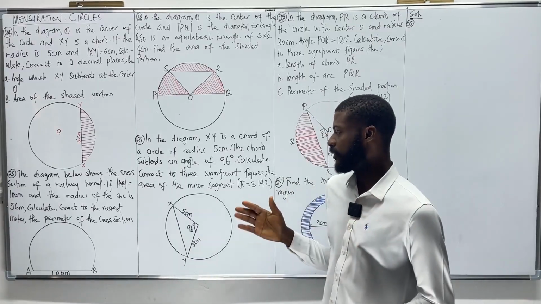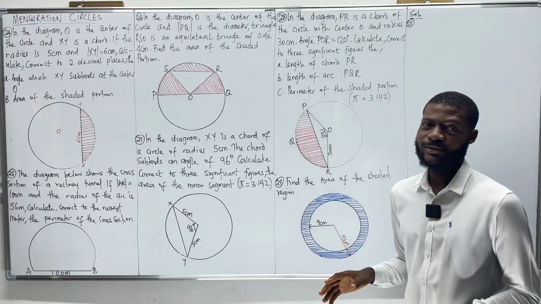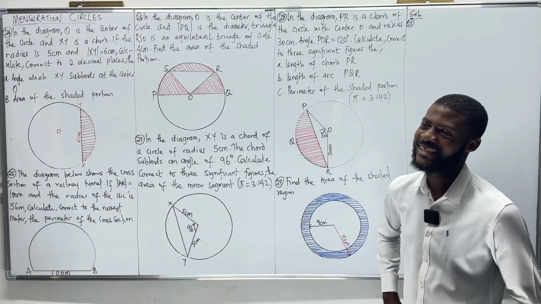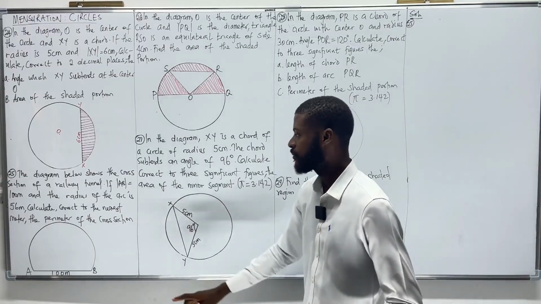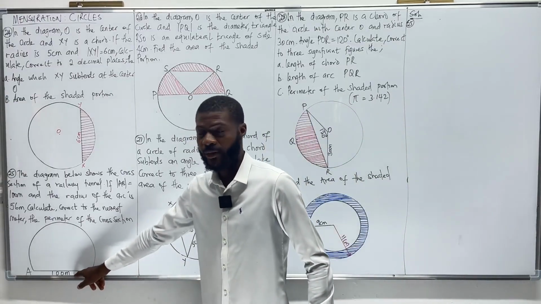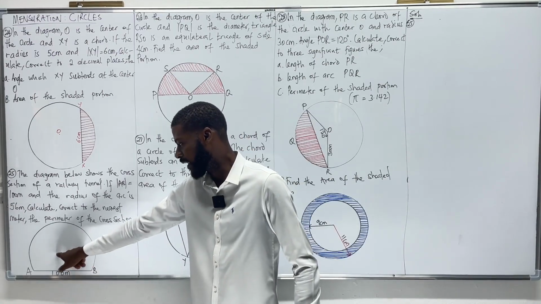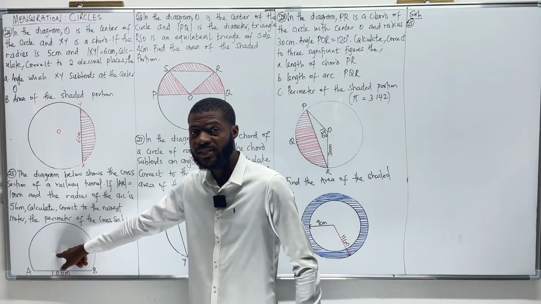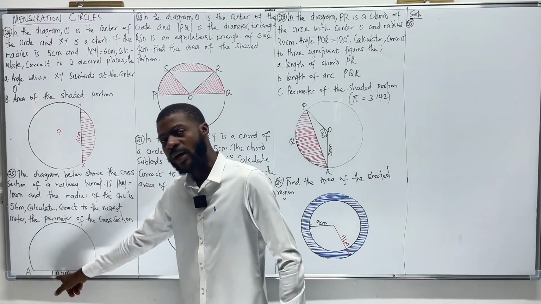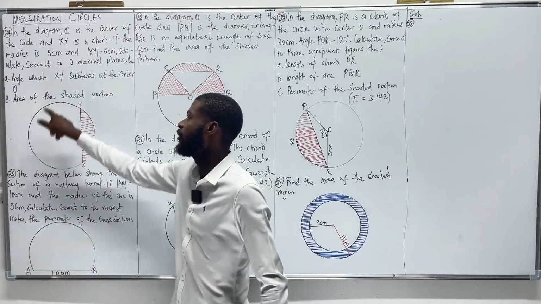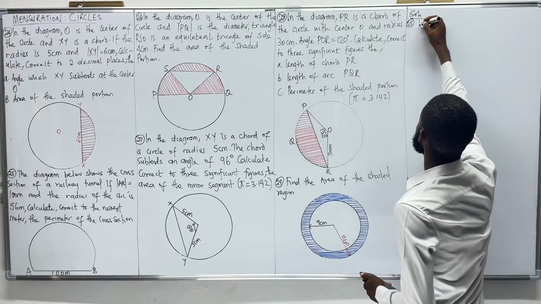Now, this very question is a funny one. But first things first, this AB you are seeing is a chord, I hope you know. AB is a chord because the center is somewhere here. Since we have the length of the chord, let's find the angle the same way we did for question 24. So let's find the angle.